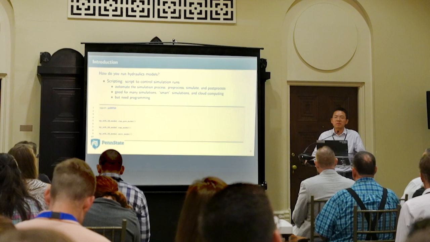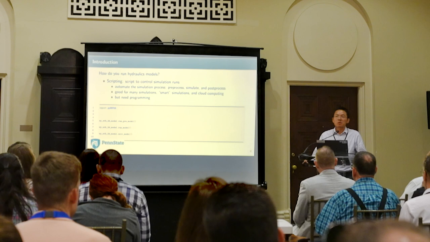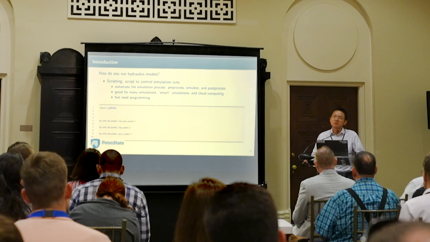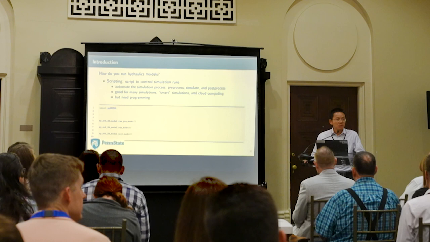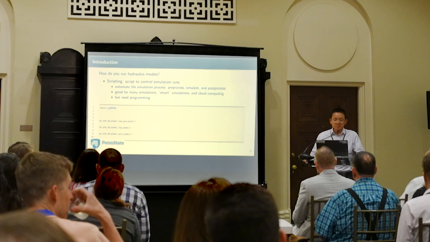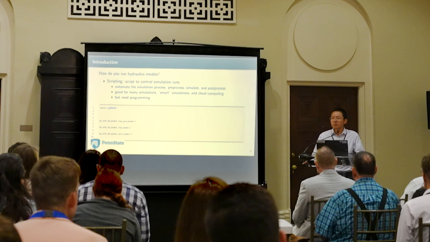Scripting is also good for smart simulations. One example is calibration. For example, if you run one case and look at the result, you decide you need to change the parameters in that direction, or do some kind of optimization. This kind of smart simulation you can do with a script; you don't have to go through the process manually. Scripting is also good for cloud computing, which I'm going to show later. Of course, scripting needs programming, so you need to do some programming, but I'm going to show you that using Python, for example, is going to be pretty easy.